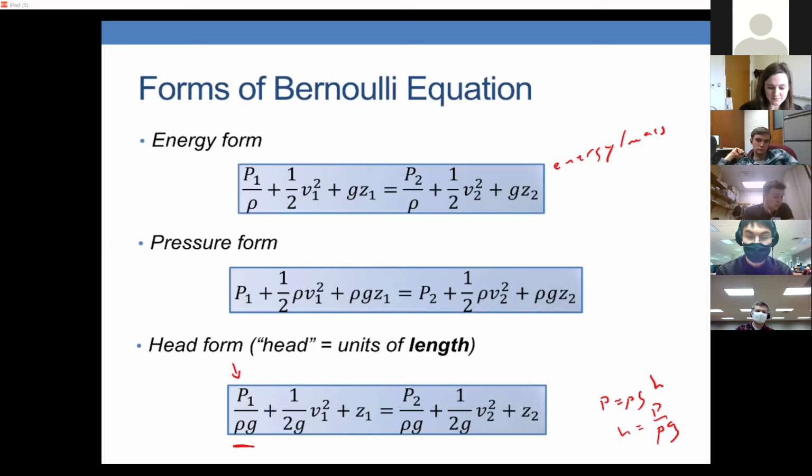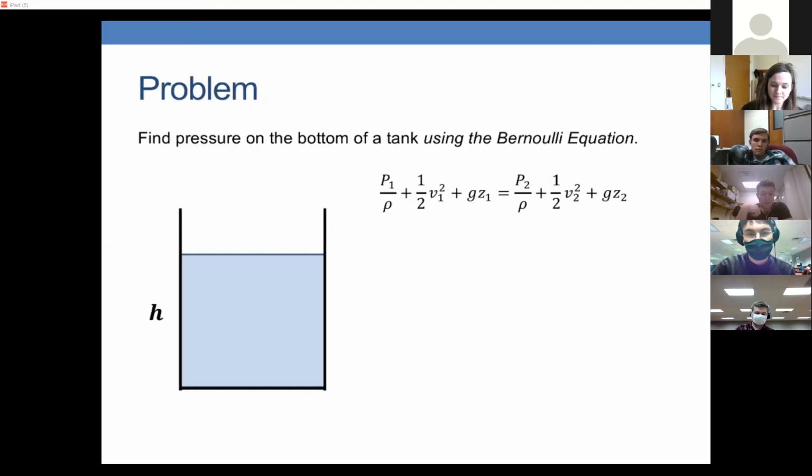I'm just going to leave this here for a second, but you can go back to the slides and copy all these forms down. I'd like you to be familiar with all of them.